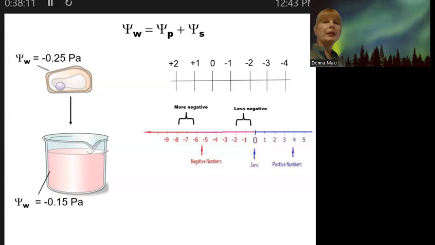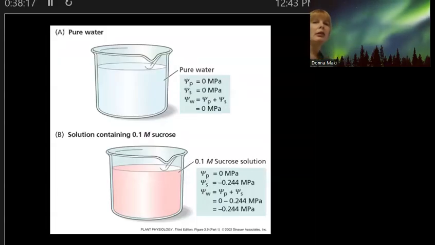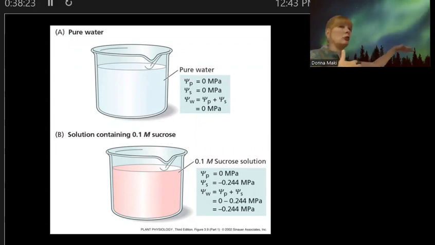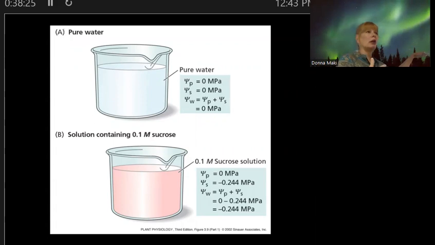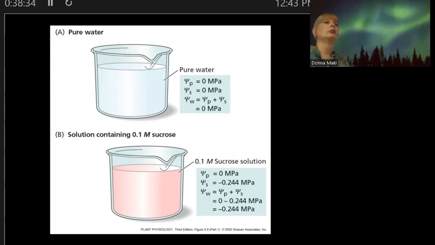So let's just look at this idea. You have a beaker of pure water, so that's your reference. It's open to air, there's no membrane covering that water. So it's open to atmosphere, it's pure. Under those conditions, we know that the overall water potential is 0, just by convention. Just keep that in mind.